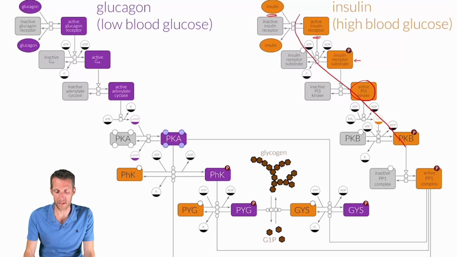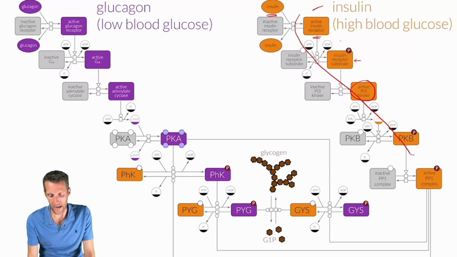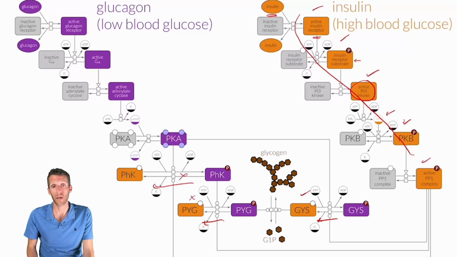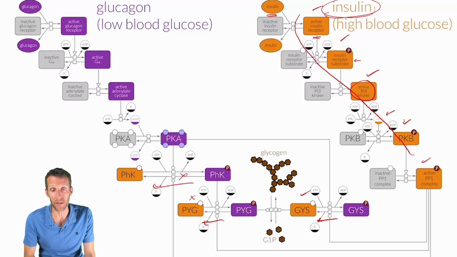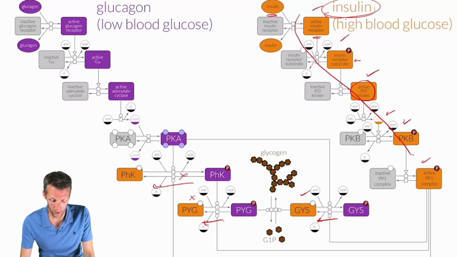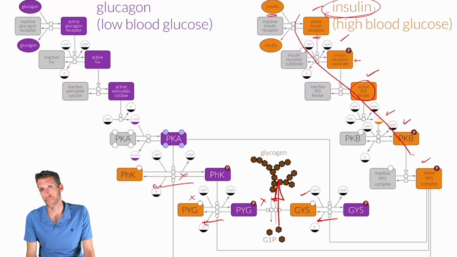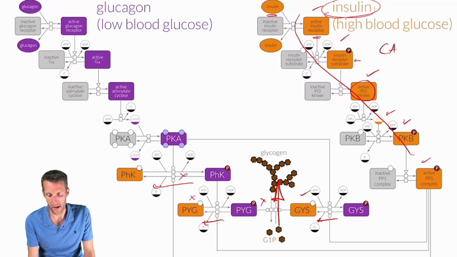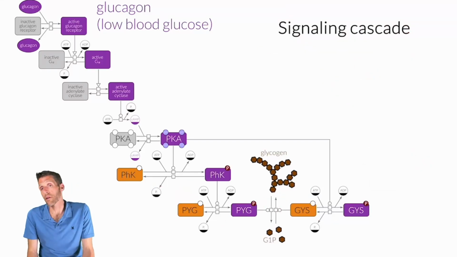So what we have here is a set of signals: active, active, active, build up something, active, active, and then that shifts this molecule to active, this molecule to inactive, this molecule to inactive. The net result being that an insulin signal in the bloodstream causes your glycogen to be synthesized and not broken down. Again, this is an example of a signaling cascade, right?